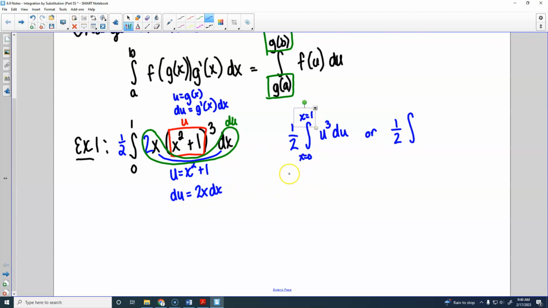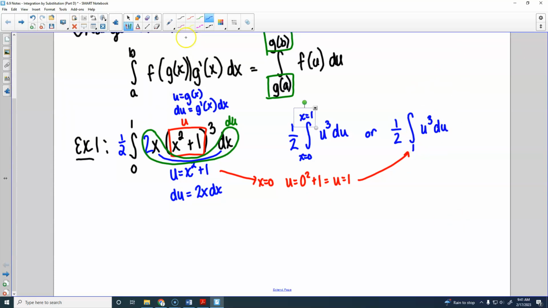Since I know that x equals 0, I could do this. I could say if x equals 0, then u equals 0 squared plus 1, so u equals 1. So I'm going to put that right here and make my lower limit 1. So I have adjusted it from an x equals limit to a u limit. And if you do that, you do not have to put u equals 1 because this is a du integral, so it would be assumed that that limit matches the integral there.